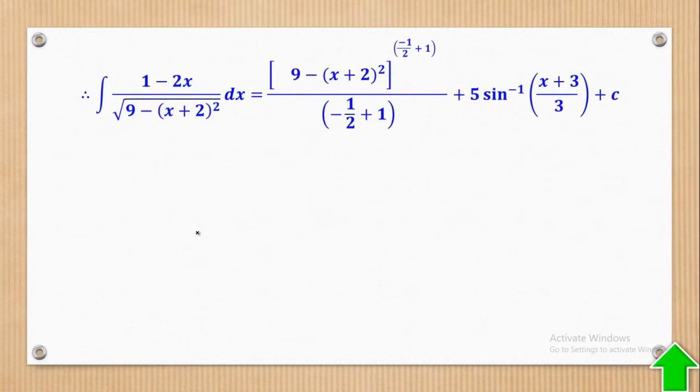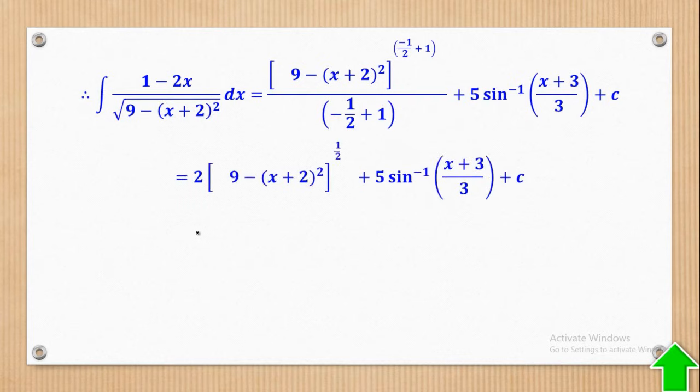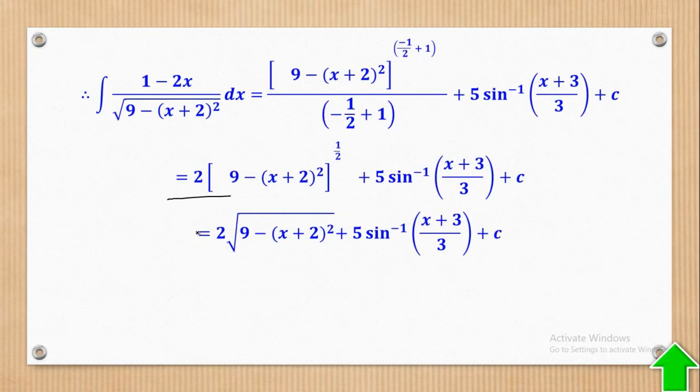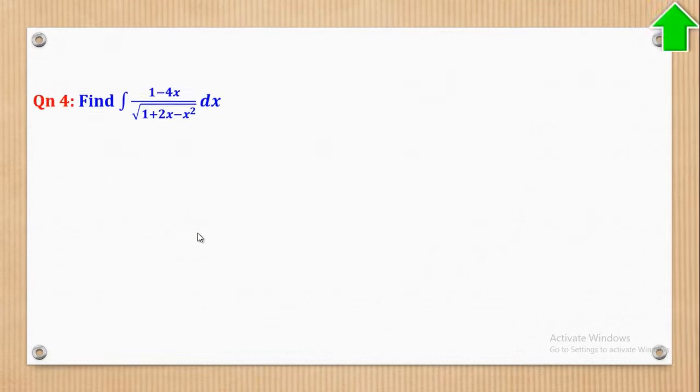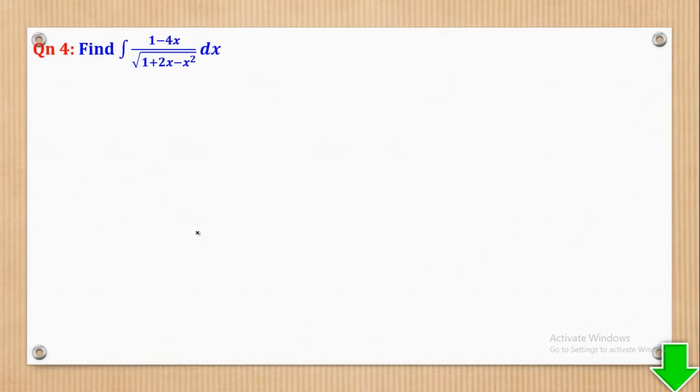So when we do that, we are going to come up with this. For this first term, it's easier. You increase the power by 1 and divide by the new power. Then for this one, you use that comparison, and we shall come up with 5 arcsine of (x plus 3) over 3 plus c. Simplify, and you'll come up with that. You can either choose to stop at this point or you complete this. That was question 3. Now we shall go to question 4, which is: find this integral.